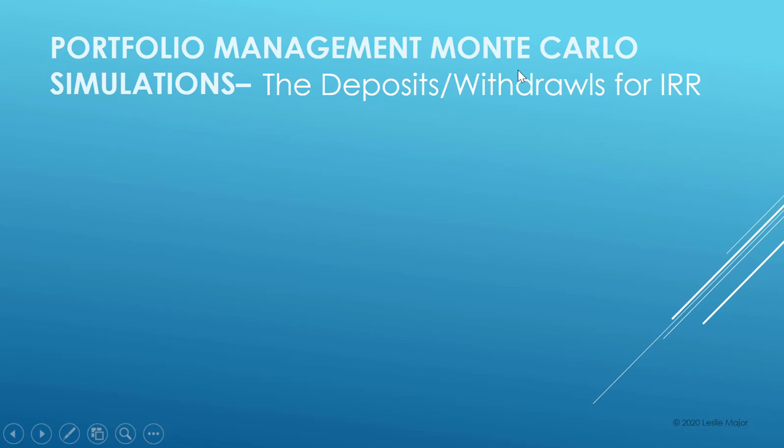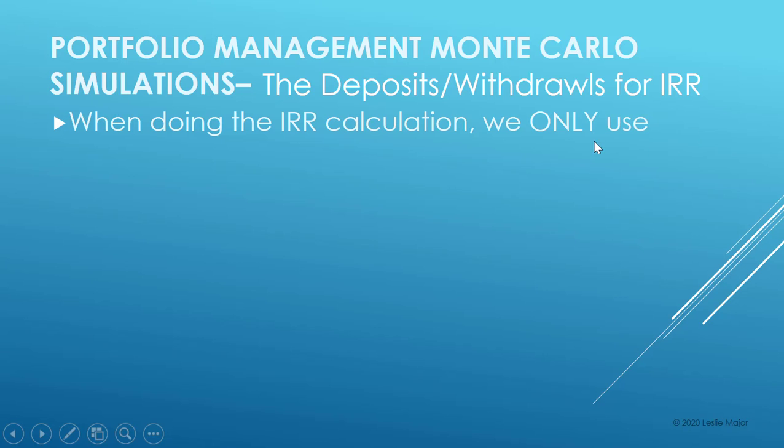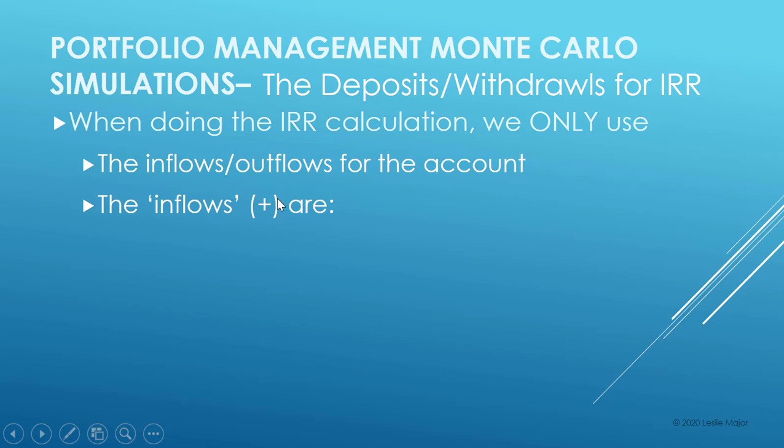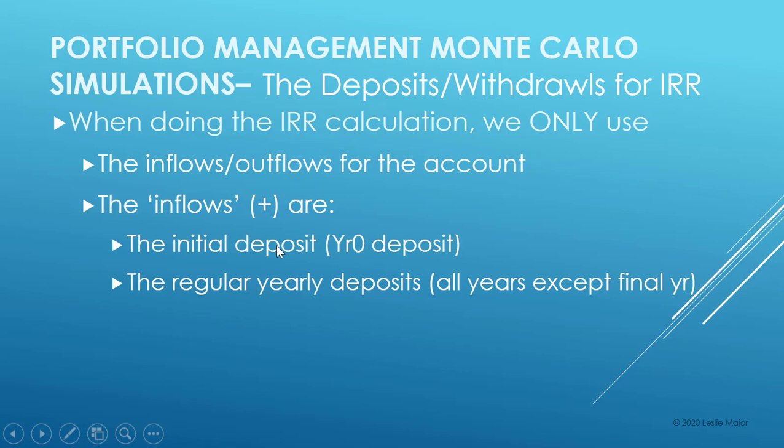How we're going to do our deposits or withdrawals for our IRR, our internal rate of return. We are going to only use our inflows or outflows. What are those? The inflows are all of the positive dollar amounts going in, so our initial deposit plus all of our regular yearly deposits.